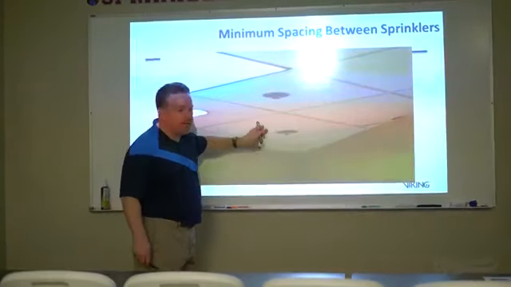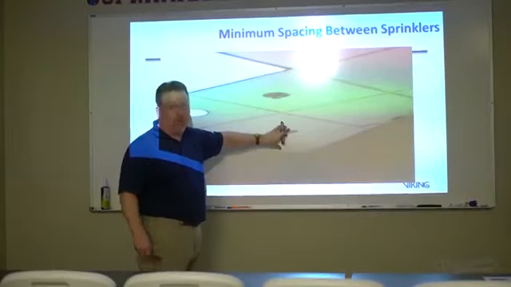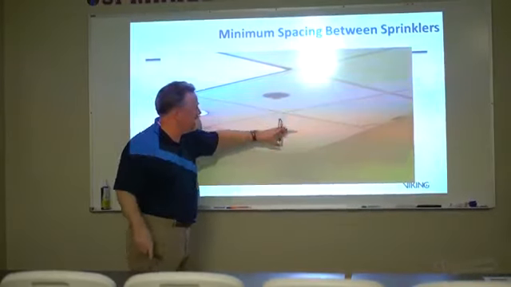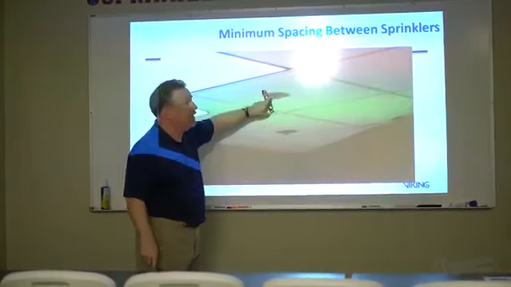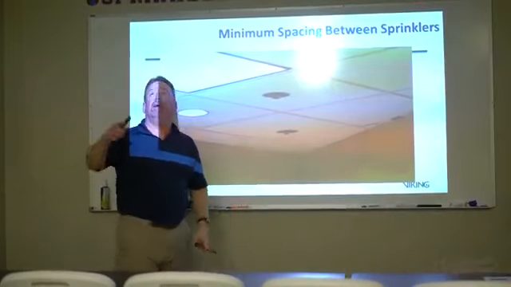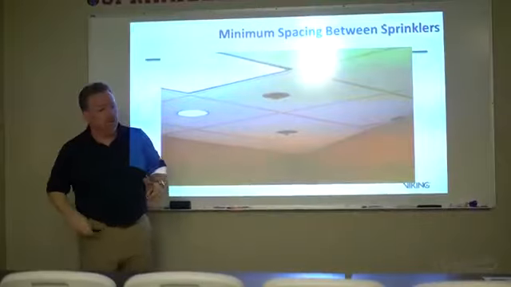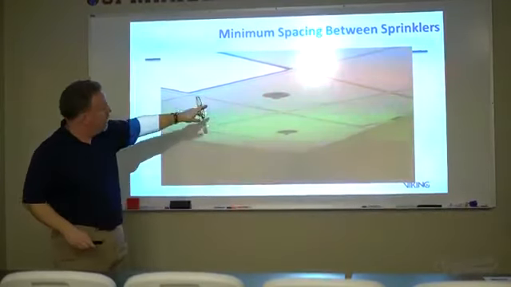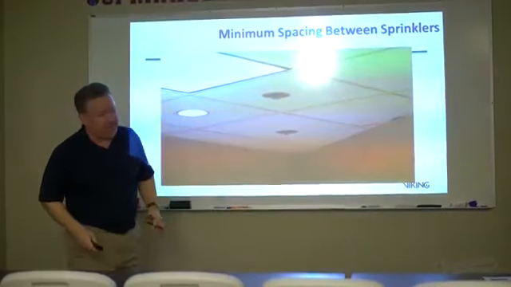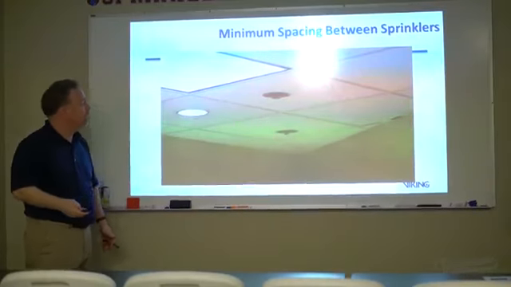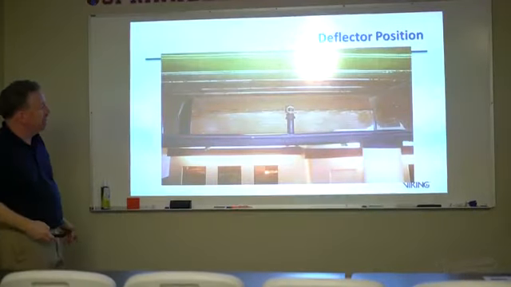So here we have 2 by 2 ceiling tiles, just like we got in here, and I've got this one here and I've got that one there. So basically I've got a sprinkler here and a sprinkler here. Too close. One of these is never going to go off. Okay, so those are the general rules.